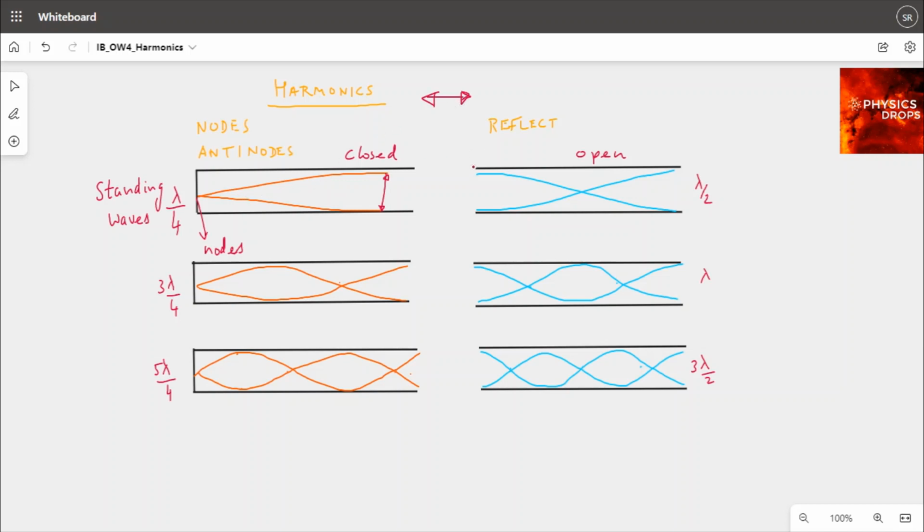So now, two basic questions. One is, why are nodes and antinodes formed only at specific places? For example, if we take a closed pipe, why are antinodes at the open end? And it also leads us to the question why nodes are at the closed end.